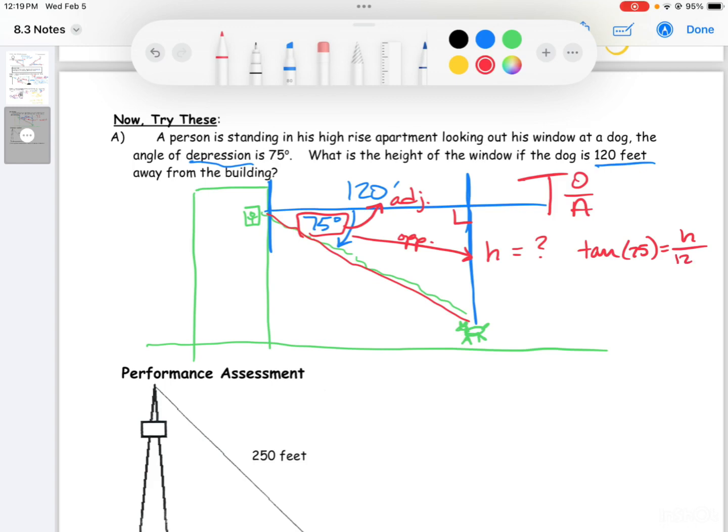So when we're using tangent, we could say that the tangent of 75 equals opposite over adjacent. And we would want to get rid of this 120, and so we'd multiply both sides by 120. And you could type into your calculator 120 times tangent of 75. And we get 447.846 feet high. Maybe not the building, but the window, whatever window this person's in. They're 447.846 feet in the air.